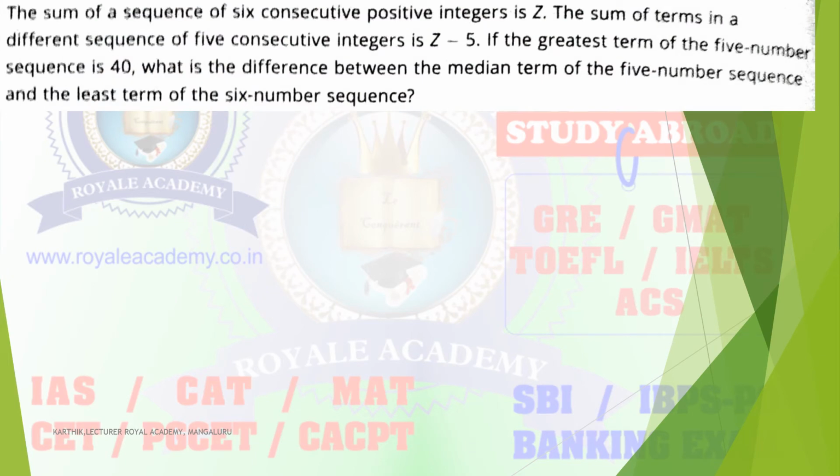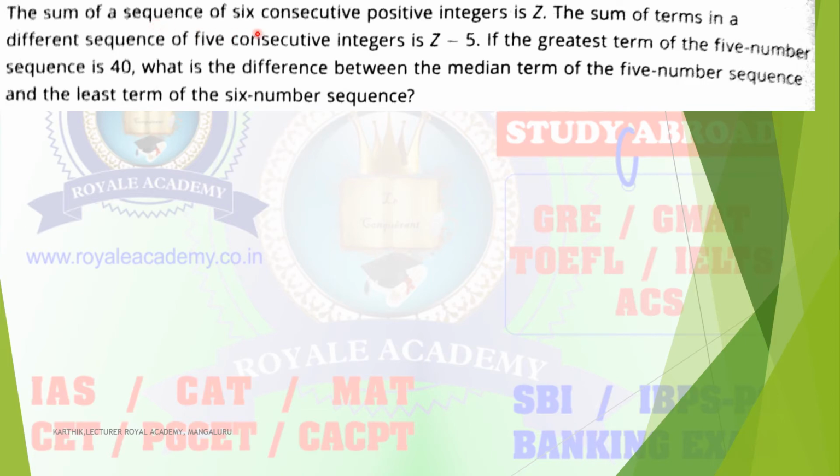Next, the sum of a sequence of 6 consecutive positive integers is z. The sum of the terms in a different sequence of 5 consecutive integers is z minus 5. If the greatest term of the 5 numbers sequence is 40, what is the difference between the median term of the 5 numbers sequence and the least term of the 6 numbers sequence? That you have to determine. So I hope all of you understood, right?